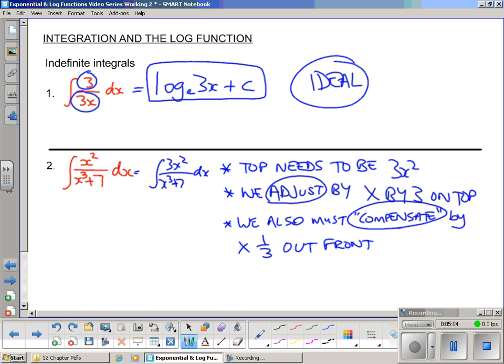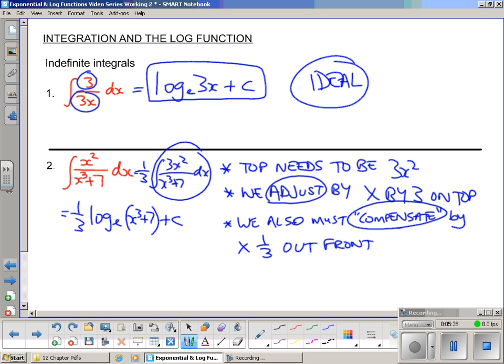So we've adjusted our original question so that the top is the differentiation of the bottom. Now our compensation of a third must go out the front there. And once we have that, that compensation stays for our final answer. We have a third, and because our section here now is ideal, we can say that the integral of that is log to the base e of just the bottom plus c.